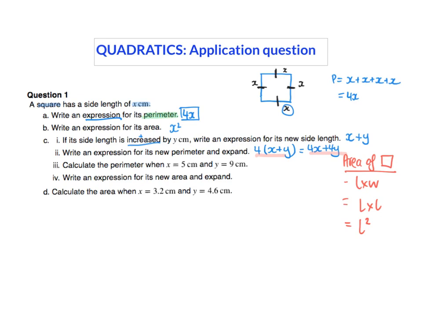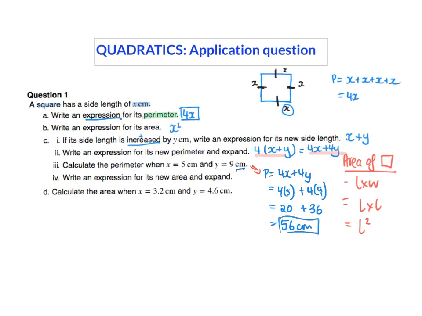Now it says calculate the perimeter when X equals 5 and Y equals 9. So we know that the perimeter, we've found a formula, we've said it's 4X plus 4Y. So all I'm going to do is substitute in those values. Y is 9 and X was 5. So 4 times 5 is 20 and 4 times 9 is 36. So I add them together. Now they did say centimeters, so I write 56 centimeters is my answer.